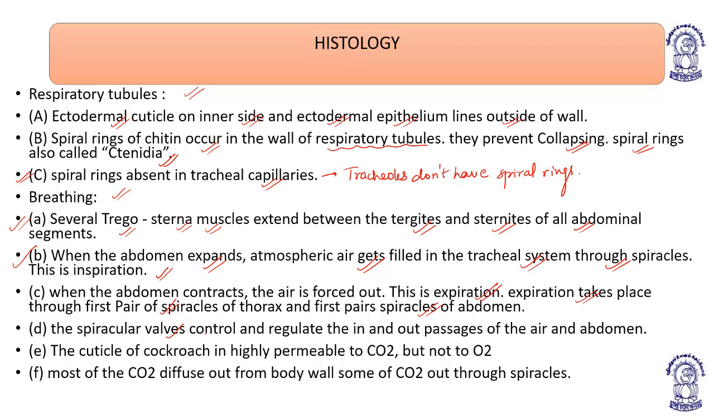The spiracular valve controls and regulates the in and out passage of air, and is present on all the spiracles except the first pair of thoracic and first pair of abdominal.